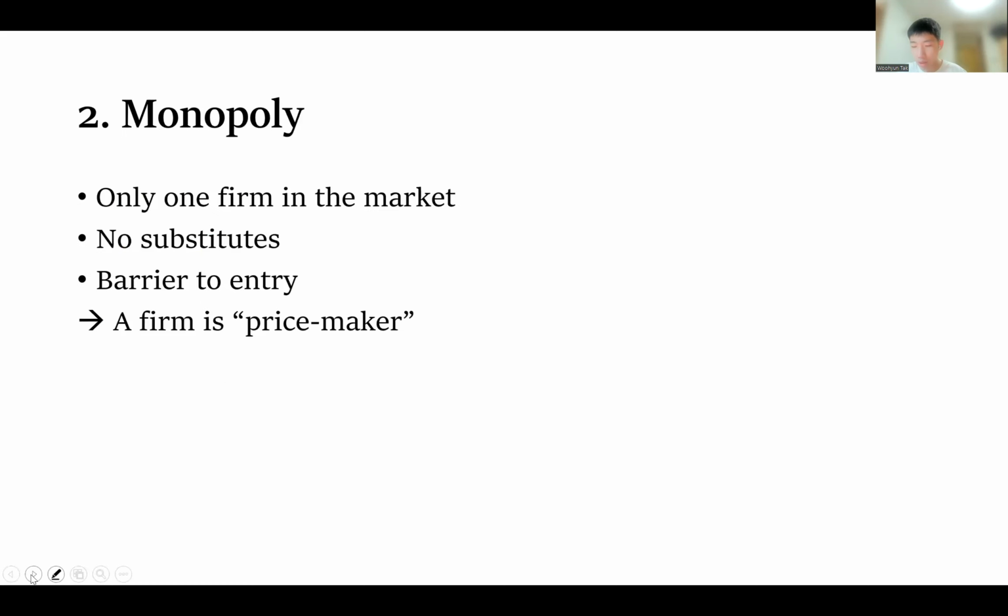Next one is monopoly, where only one firm exists. There are no substitutes and there is a high barrier to entry. And because they can set the price by themselves, the monopoly firm is called a price maker. They can set the price as much as they want.